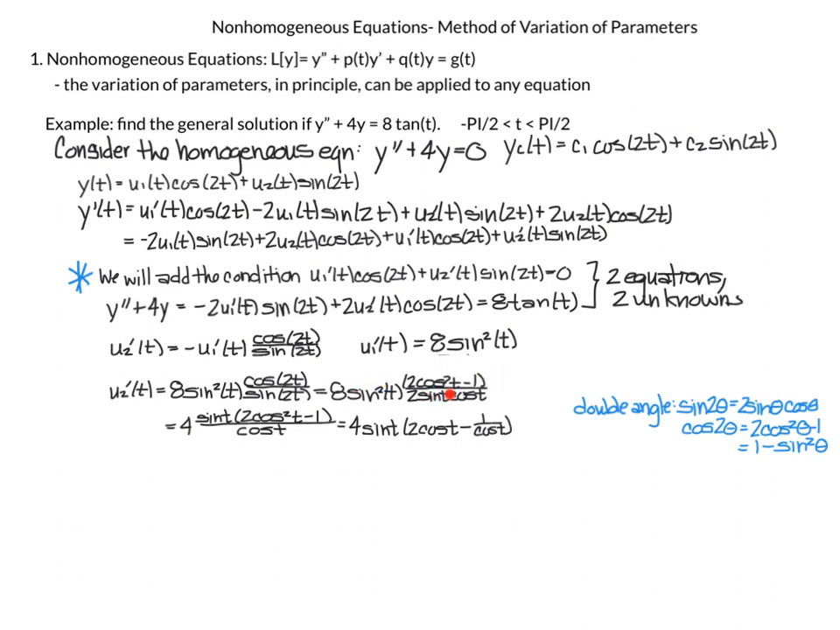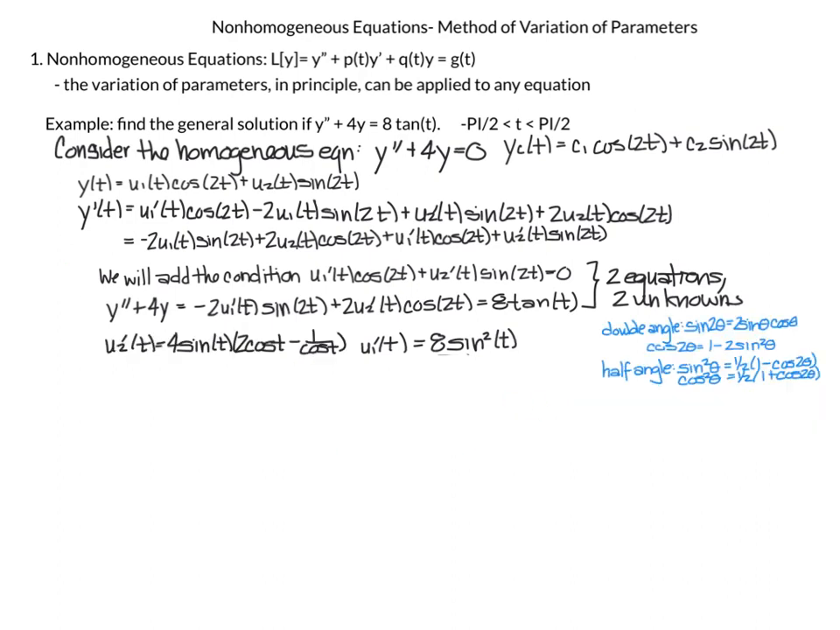I canceled out one of the sine t's, and I'm left with 1 sine t on top, and then my 2 cosine squared t minus 1 remains unchanged, and my 2 cancels with this 8, so I get a 4, and then I'm left with cosine on the bottom. And then again, just algebra. I pulled out my sine and put it with my 4, and then divided each of these terms by cosine. And here again is our summary slide updated with our equation for u2 prime, and here is our equation for u1 prime.